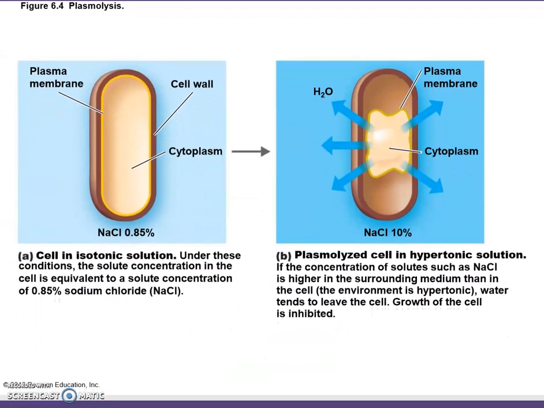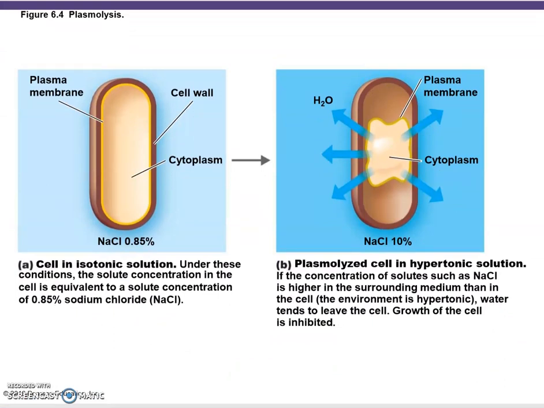Let's take a look at what this looks like. So plasmolysis is the situation where a bacterium here is placed in a hypertonic environment. Let's take a look at this over here. We have high salt concentration, 10% in the environment. And remember, water goes down a concentration gradient. So if we have 10% salt here, that means we have 90% water, 90% H2O.